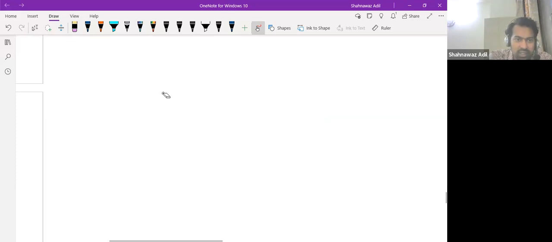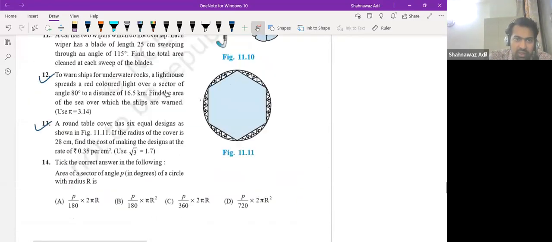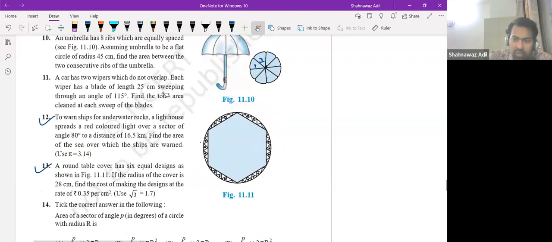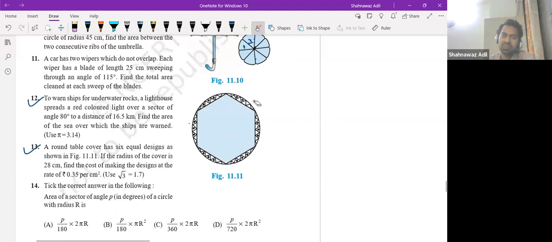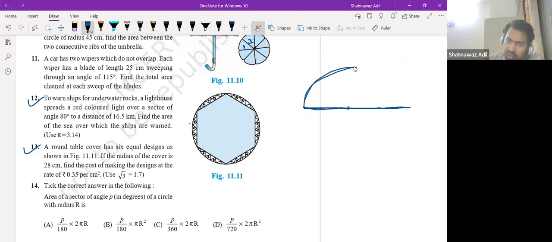Okay, so what is the next question? Yeah, the umbrella problem we have done. So a car has two wipers, right? Let's say this is the window of the car, not the window but the front window, right? And two wipers are placed. One is moving in this way, and the other one is moving in this way, right? So this is how the wipers work.